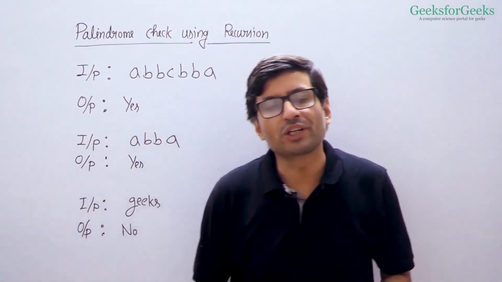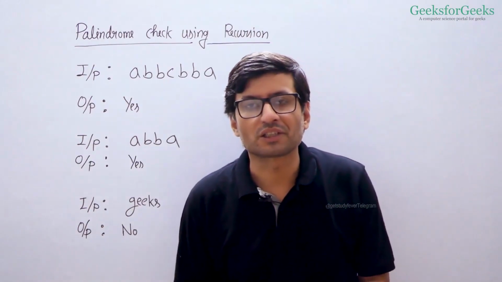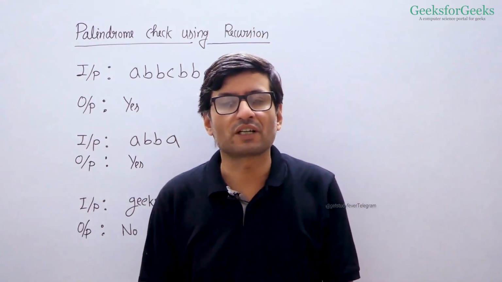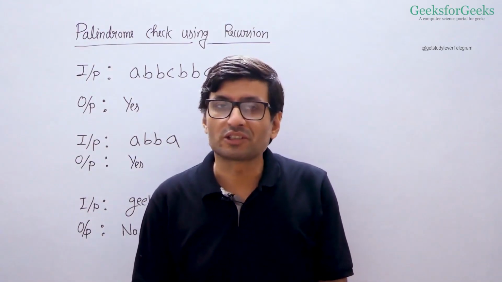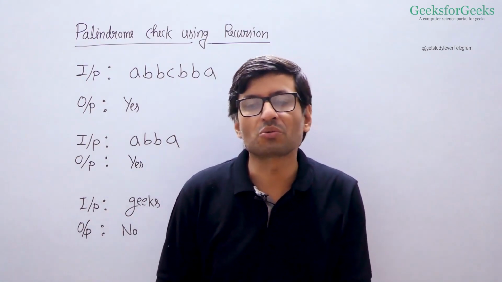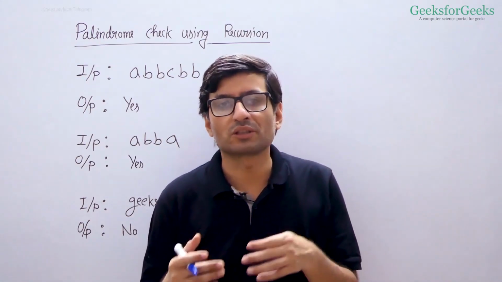Now please pause this video and try to write down a function that takes a string as an argument. And this function is recursive and returns true if the string is palindrome, otherwise returns false.